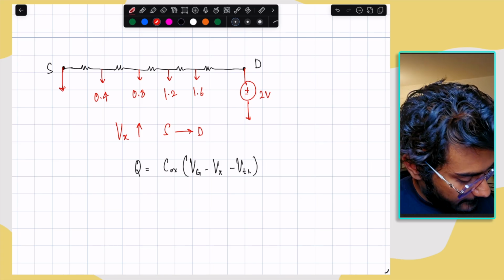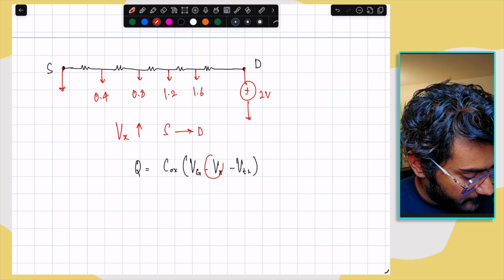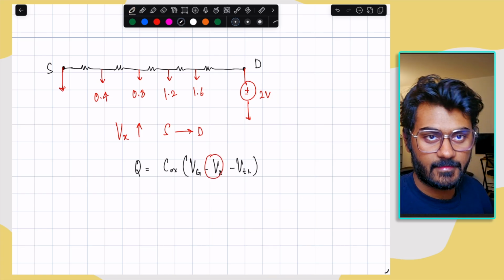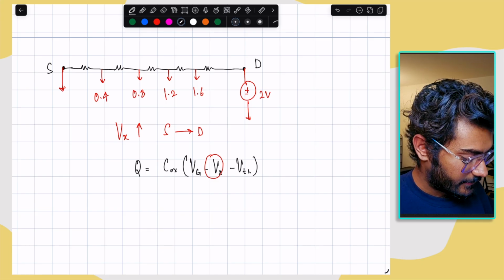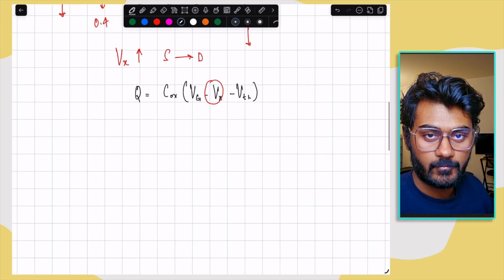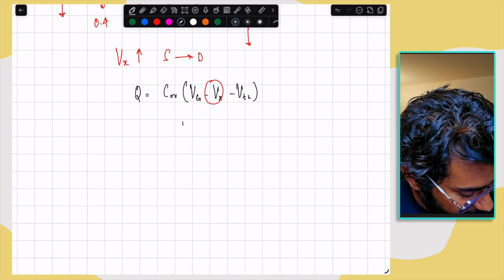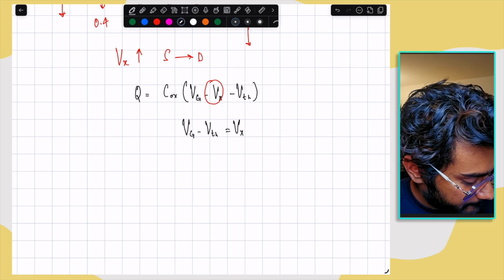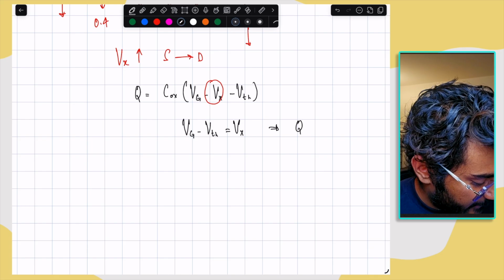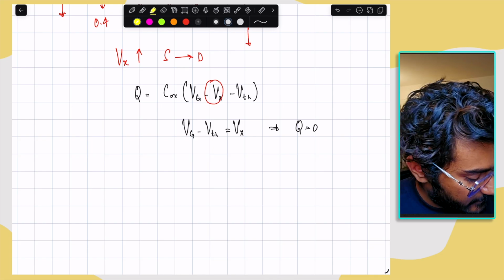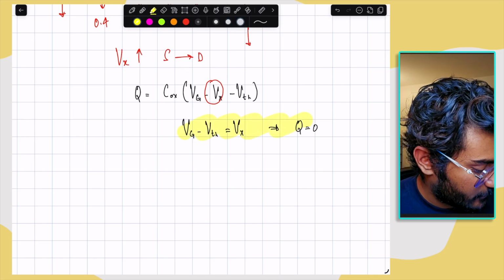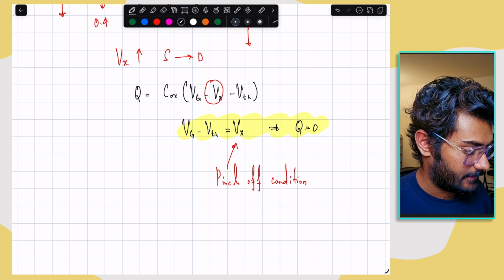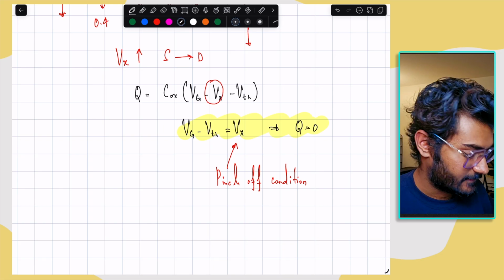So we can see that Vx is actually subtracted from this expression. So it clearly tells that the charge actually reduces as you move from source to drain. And one thing we can note is that the charge can indeed go to 0. That is, when Vg minus Vth is equal to Vx, the charge stored actually goes to 0, and this condition is referred to as the pinch-off condition.